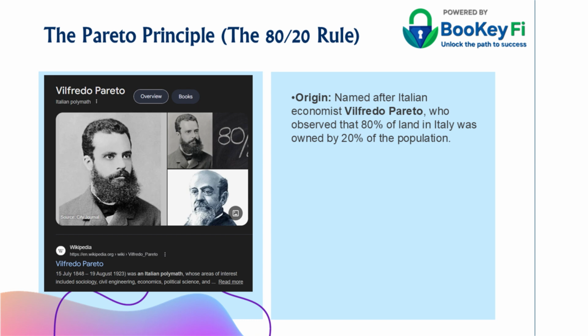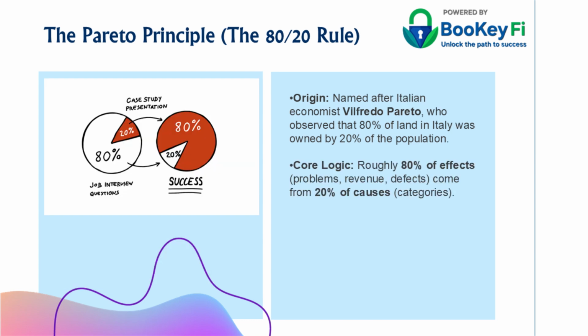The concept behind this chart actually starts over a century ago in Italy. It's named after the economist Vilfredo Pareto, who made a fascinating observation while studying national wealth. He noticed that roughly 80% of the land in Italy was owned by only 20% of the population. This observation evolved into what we now call the Pareto principle or the 80-20 rule. The core logic is simple yet profound. In almost any system, roughly 80% of the effects, whether those are quality defects, customer complaints, or even total revenue, come from just 20% of the causes.